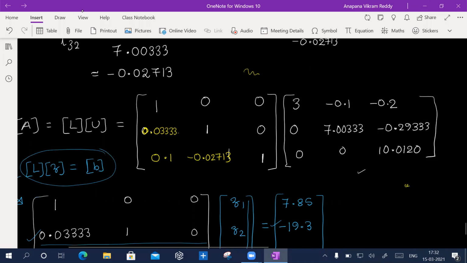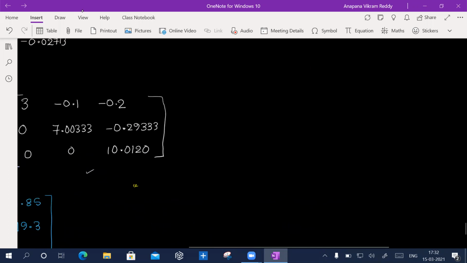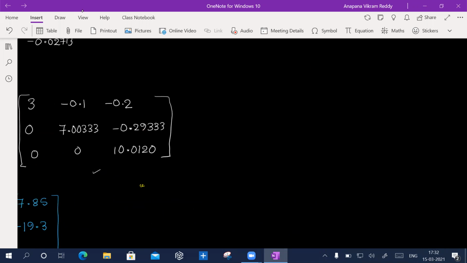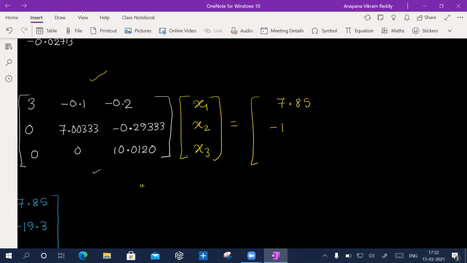So let me take my U. Okay, this is my U. 3 minus 1 like this. So U multiplied by x1, x2, x3 is equal to your Z. What Z we get here? 7.85, minus 19.56, 5617, 70.0843. All right. So simply now you exercise backward substitution.